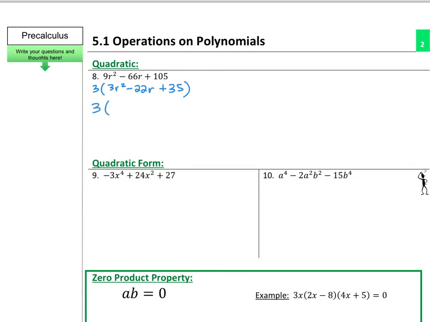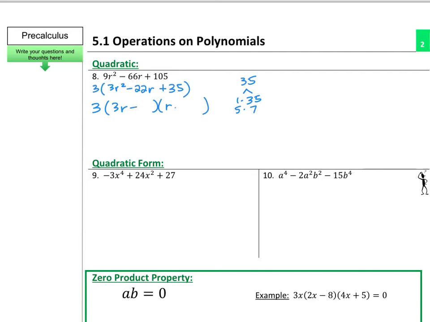Let's see if we can figure this out. I know 3r and r here. 35, can't be too many choices, right? It's 1 and 35, which I don't think it's that. 5 and 7, that's like the only choices. So, okay, let's see if I can figure it out.